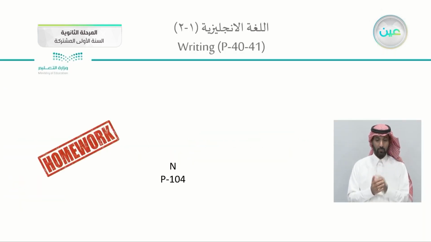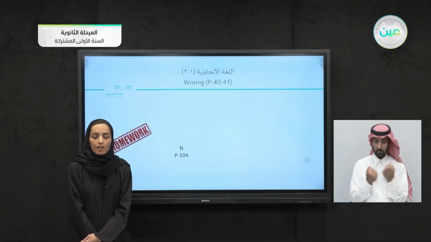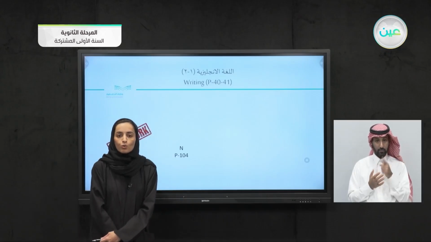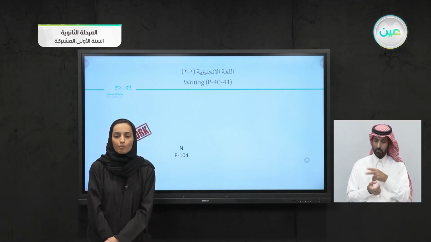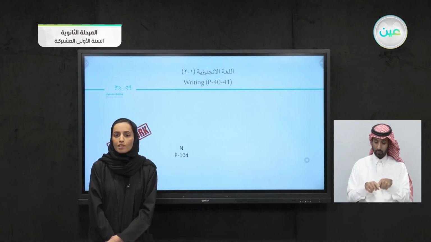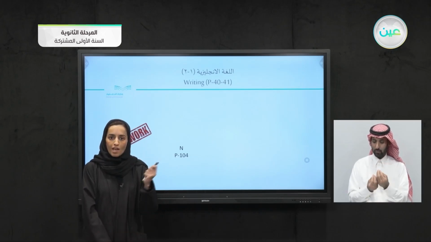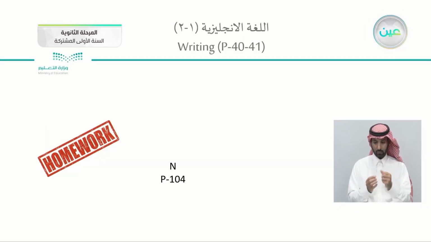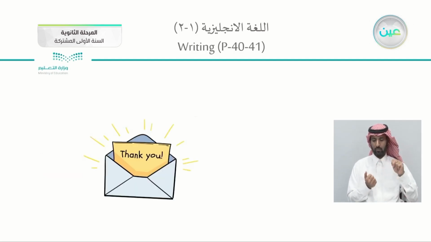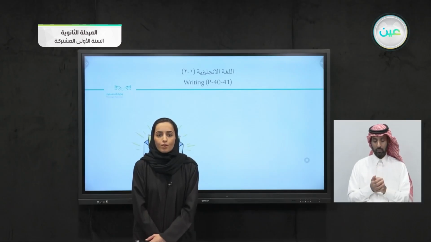Okay, for your homework, I want you to check your books on page 104, exercise N. In there, you are supposed to write a paragraph about how to communicate with different kinds of people: friends, relatives, teachers, and business contacts. You will use the things that we have already discussed together in this lesson while you are writing the paragraph in exercise N. Okay, I guess that is it for the lesson today, and thank you so much for your time.